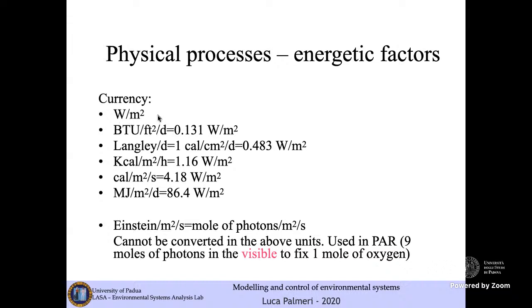Watt per square meters. Here I have given a list of the various thermal energies, thermal currencies, sorry, the various energetical currencies you may employ. BTU is the British thermal unit per square feet per day. So you have a factor of conversion for watt per square meter. These are MKS units.